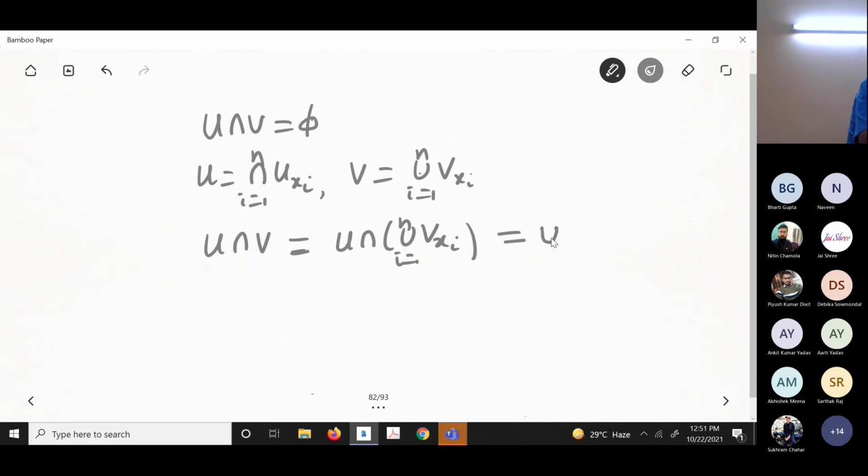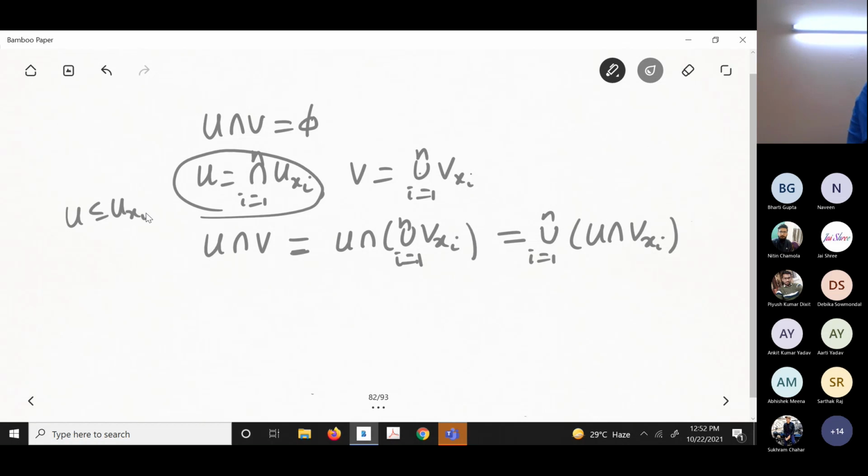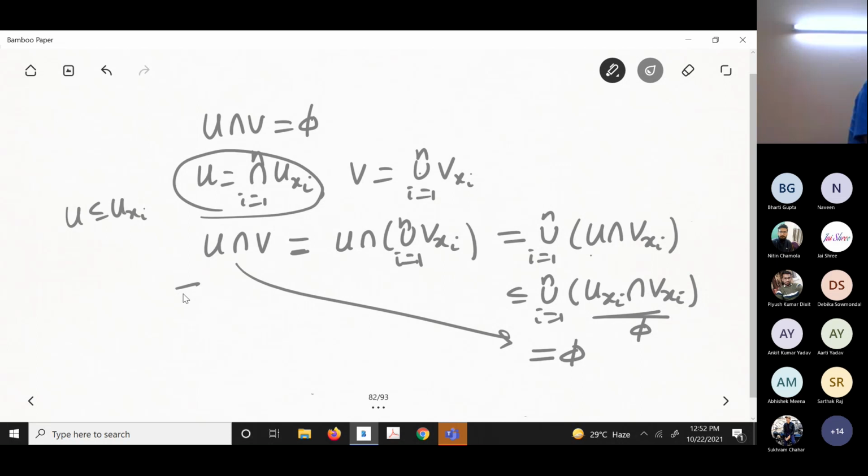So this will be the union over i from 1 to n of U intersection Vxi. But U is a subset of Uxi. Look, the way I have constructed it, I used the Hausdorff property, each of them is equal to phi. The union of these is phi. So this is a subset of phi, so this is phi. So I have proved U intersection V is phi. But remember that A belongs to U, K is a subset of V, and U intersection V is empty. That means U intersection K is empty. Got it? U intersection K is empty.